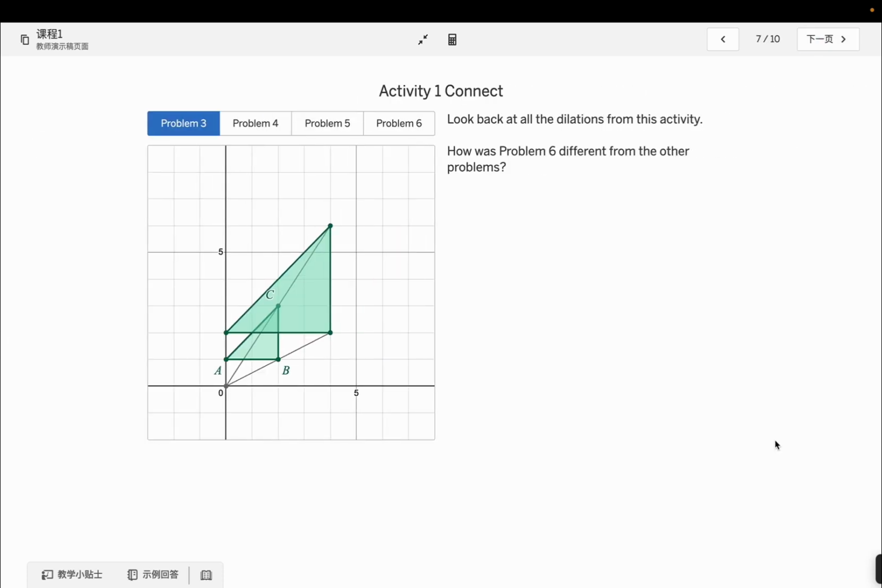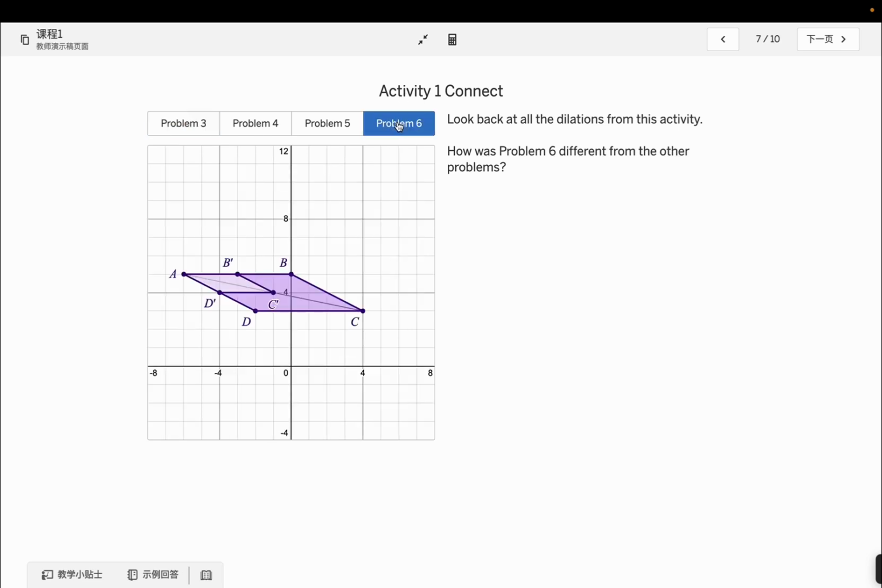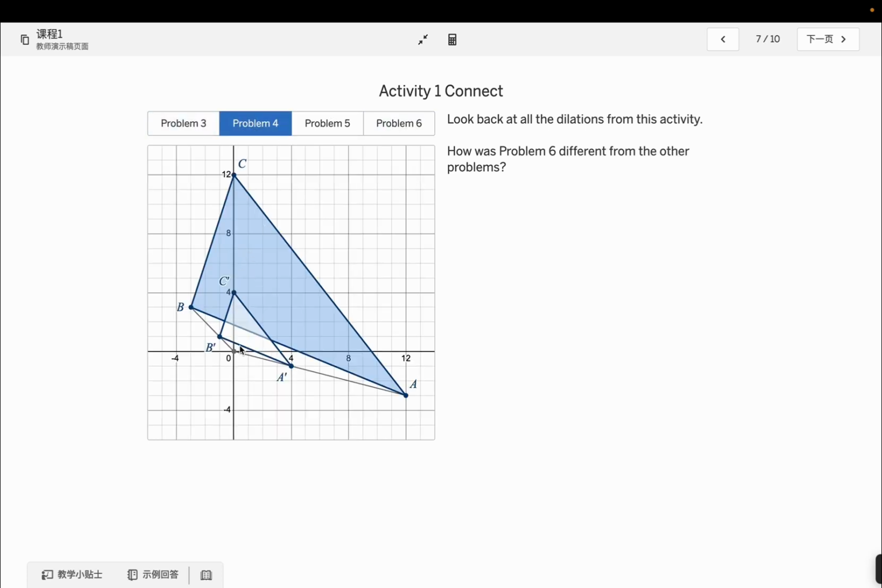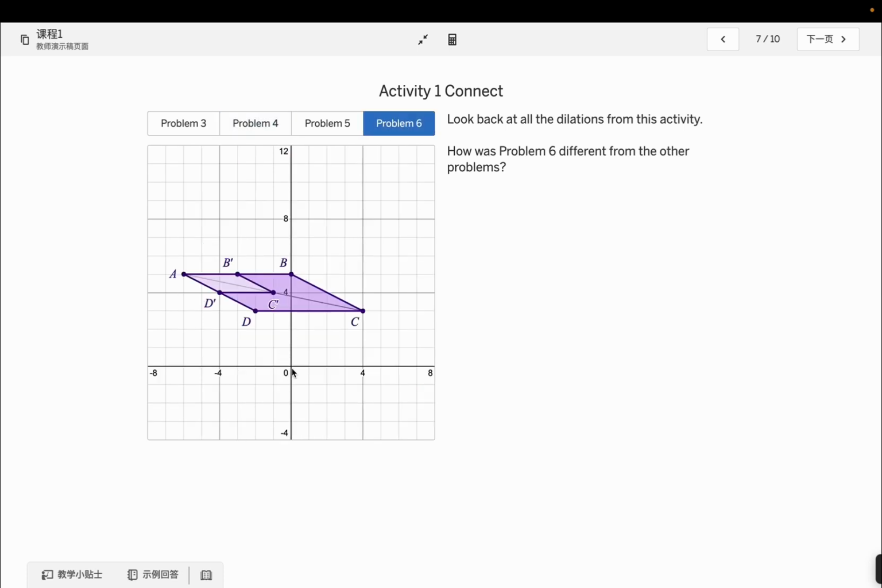Finally, I have an activity for you. Now we look back at all the dilations from the activity. We did problems 3, 4, and 6 together. And I just want to know, how was problem 6 different from the other problems? Yes, problem 6 has a different center of dilation. See, problem 3 has dilation at the origin. Problem 4 also has the center of dilation at 0, 0, but problem 6 doesn't have the center of dilation at the origin. So that is the difference.